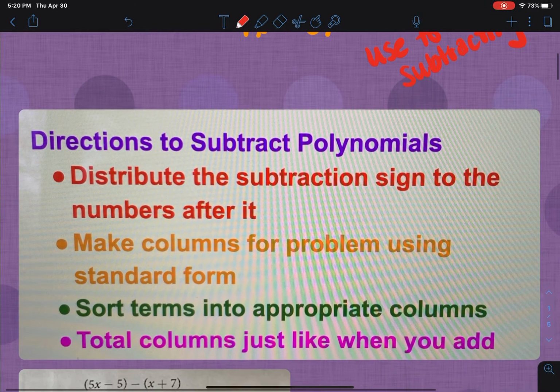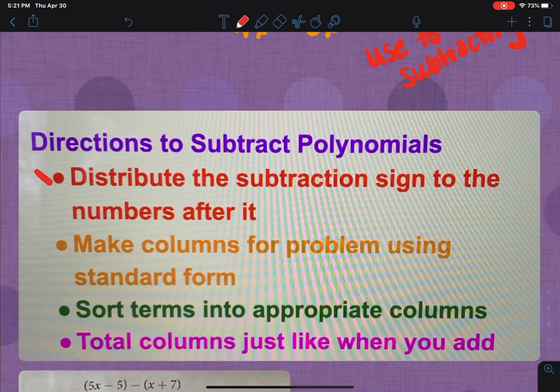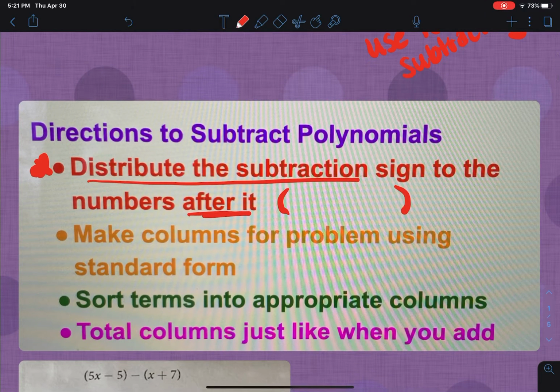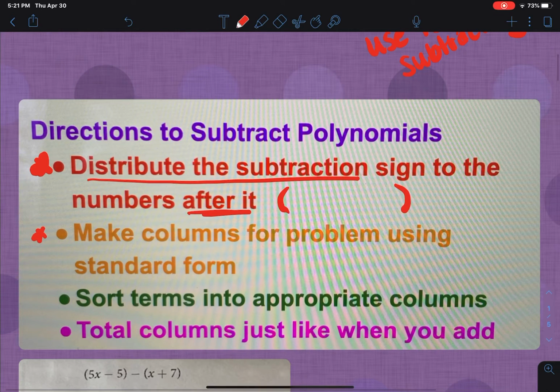Okay, so directions for subtracting. Besides this first step right here, the steps are exactly the same as adding. So when we subtract polynomials, we're going to distribute the subtraction to all the numbers after it. The numbers after it are the things that are in the parentheses after the subtraction sign. Now, we're going to continue to make columns in standard form. That's just like adding. We're going to sort our terms in the appropriate columns, and we're going to total columns, just like you did when you add.